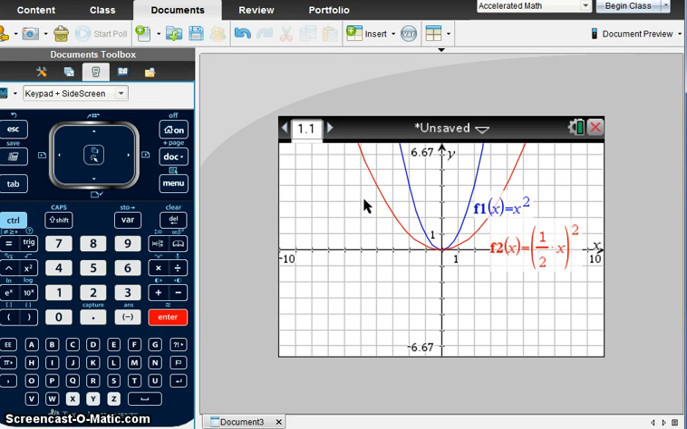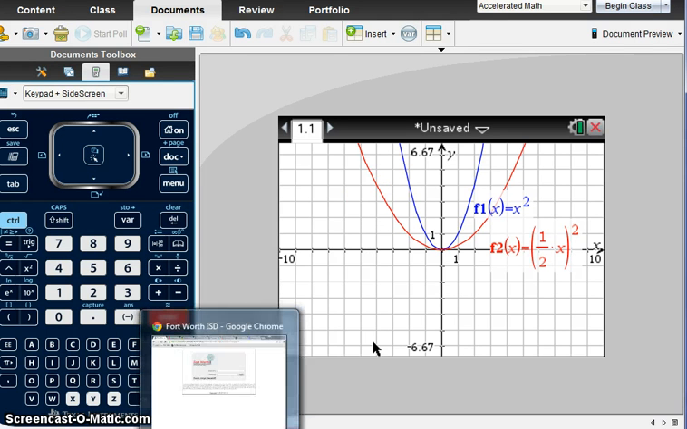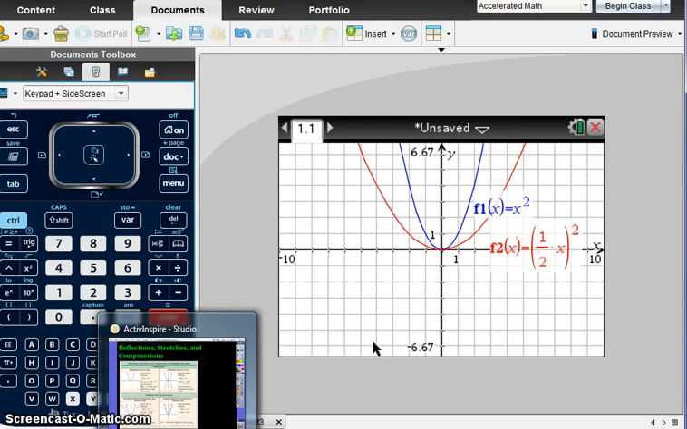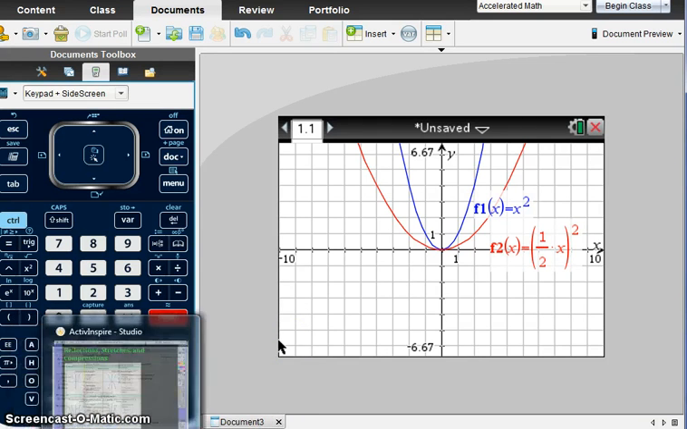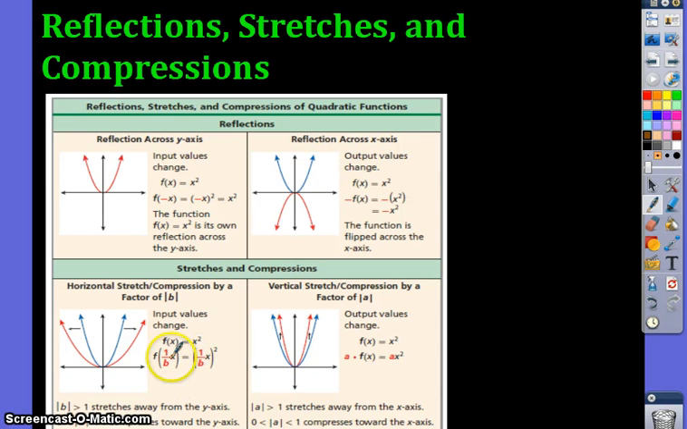Alright, well, that resulted in a horizontal stretch. If we look back at our table from the previous page, we're multiplying the x, only the x, not the x squared. We're multiplying the x by a fractional number in this case. And since the absolute value of it is between 0 and 1, this is going to wind up being a horizontal stretch.